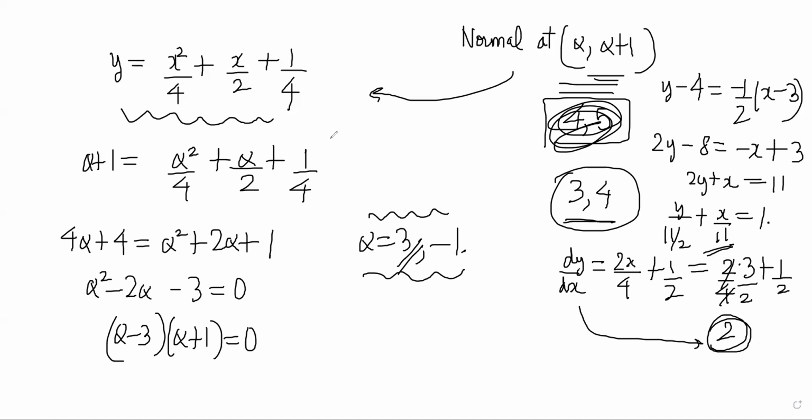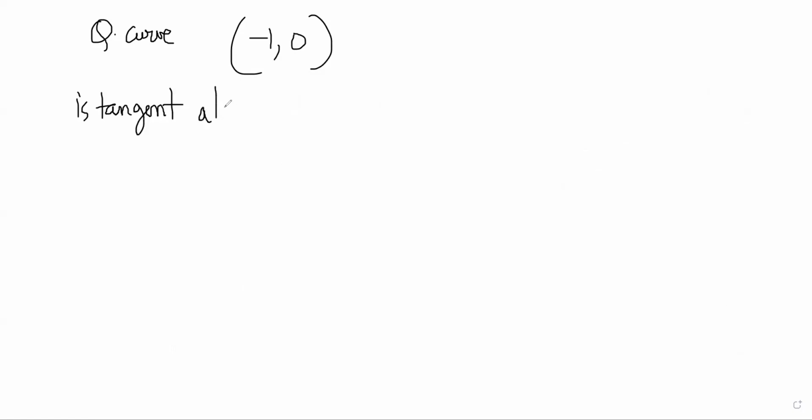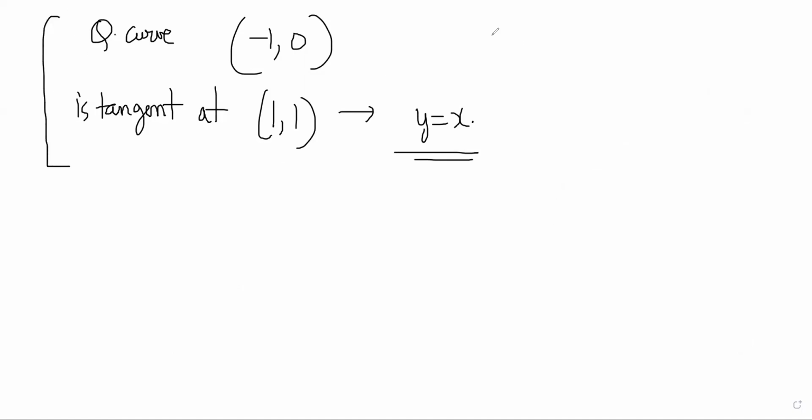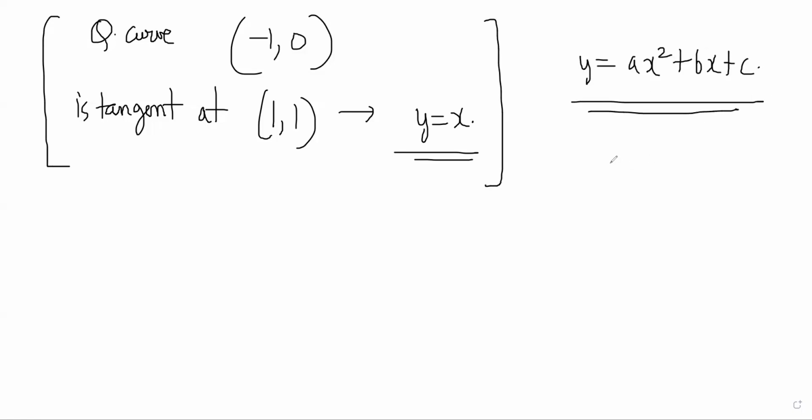Is everyone understanding what is happening? I don't know why you guys are overcomplicating it. The question is: a quadratic curve passes through one point, is tangent at 1 comma 1, and the line of the tangent is y is equal to x. This information is enough to find the quadratic curve. Sir, initially I didn't read that quadratic thing. That's why I was thinking very complicated things.